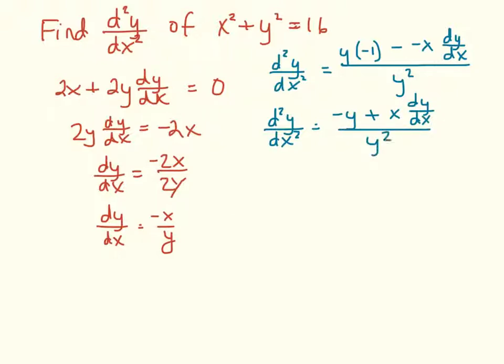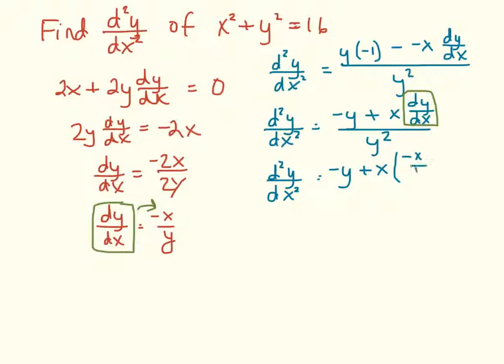over y squared. Okay, now here's where this kind of gets fun. If you notice here, you have this dy/dx. Over here, we have dy/dx, and we already found what dy/dx equals. It equals negative x over y. So we're simply going to substitute what we already know dy/dx is in for dy/dx. So what does that look like? Well, d2y, the second derivative of y with respect to x, is equal to negative y plus x times negative x over y, all over y squared.